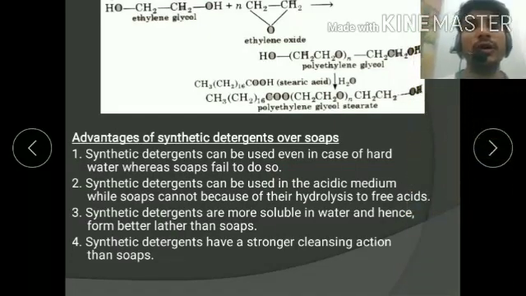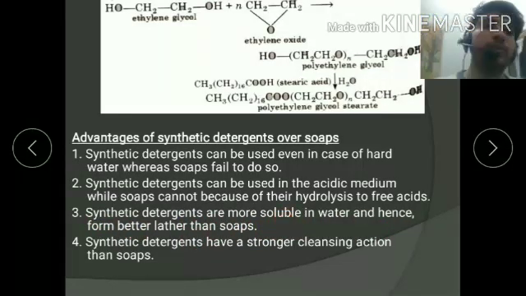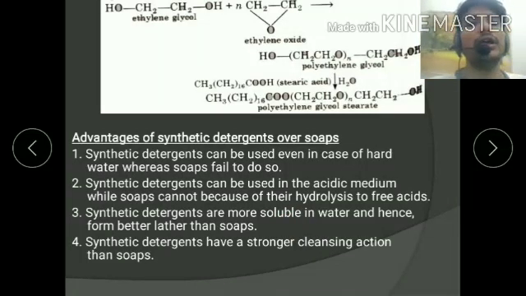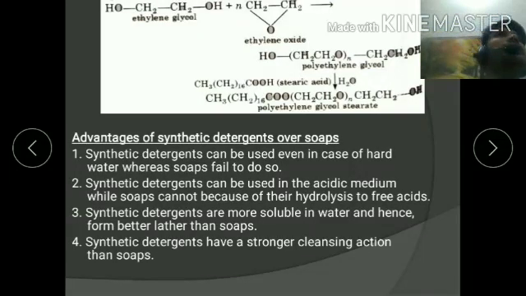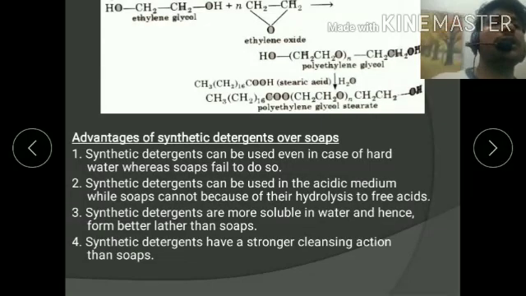Second one is synthetic detergent can be used in the acidic medium, while soap cannot be used because of their hydrolysis to the free acids. Point number three, synthetic detergents are more soluble in the water, hence form better lather than soap. And fourth point is detergent has a stronger cleaning action than soap. Okay, these are the differences between soap and detergent, and you can say this is the property of the detergent. Now move to the next slide.